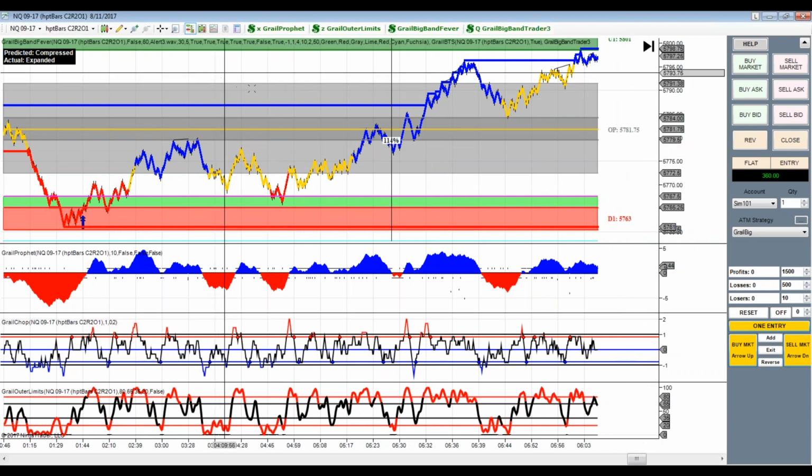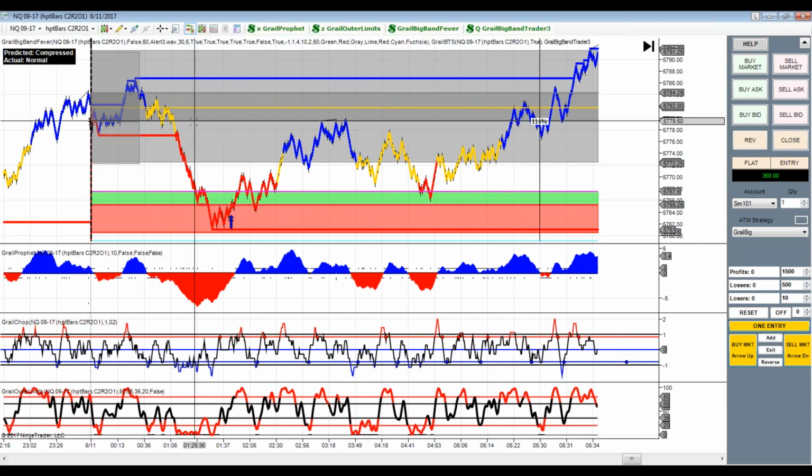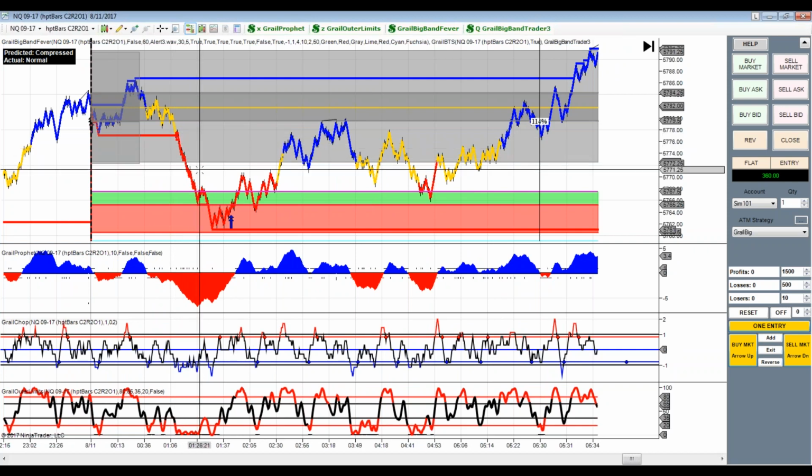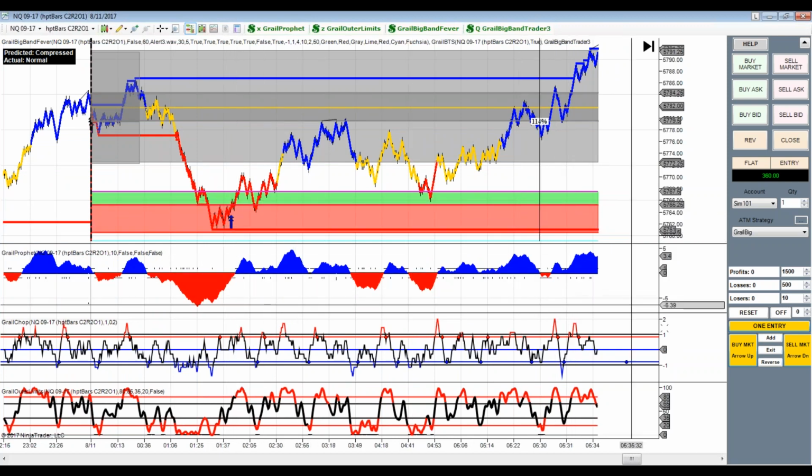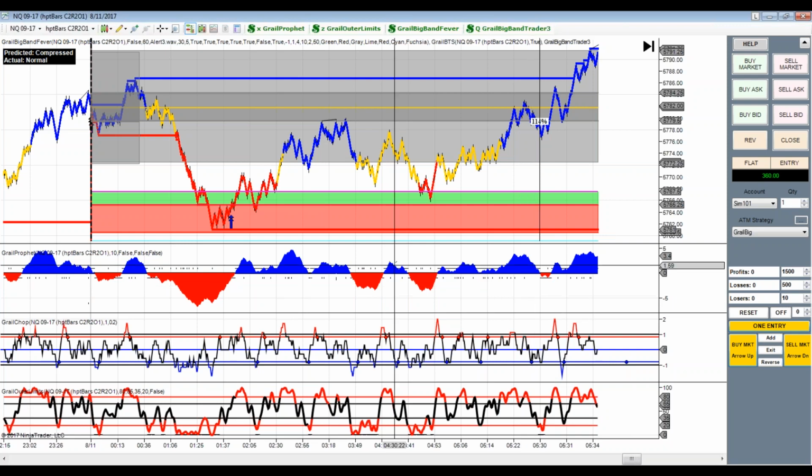So for example, as we came down into this area down here, we didn't know if it was going to break below or go above. In this case, it went above. The buy market was there, the one entry, and it's signaled. Okay.